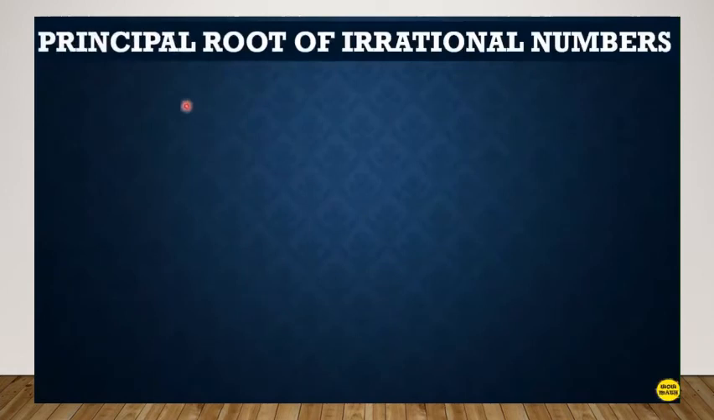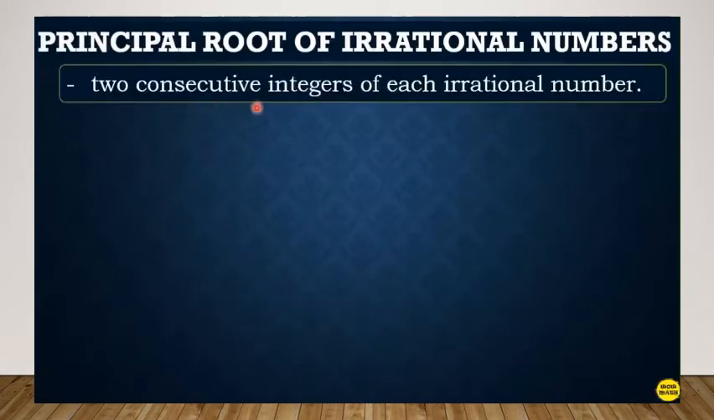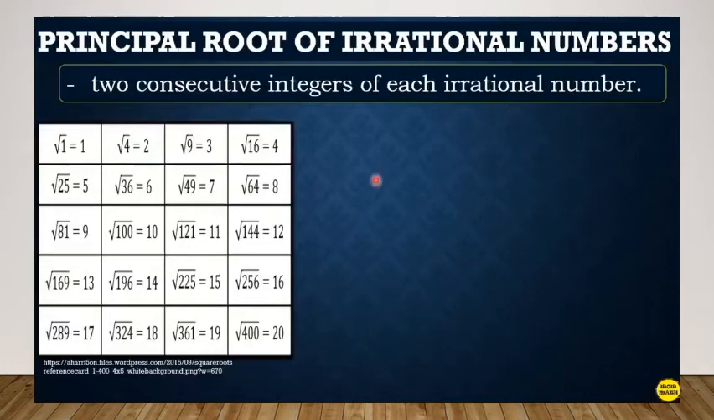Okay? So, we will be getting the two consecutive integers of each irrational number. So, paano natin kukunin ang principal root of irrational numbers? So, irrational means ito yung mga hindi perfect squares. So, since hindi nga sila perfect, ano ang isasagot natin? So, kukunin natin yung dalawang consecutive integers of each irrational number. So, dapat you have to familiarize yourselves doon sa ating table of square root and perfect square. So, dapat familiarize tayo doon sa mga perfect squares and its square root.